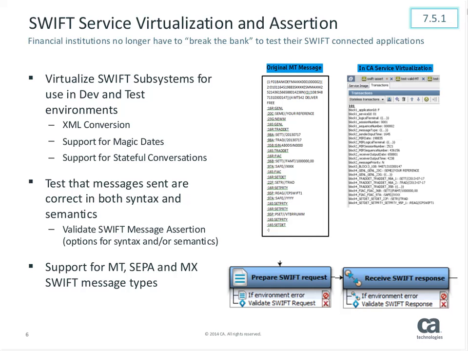The interesting thing about it is that there's obviously a need to be able to test and use this technology and this protocol as well as the network infrastructure while in a development or test mode. And the challenge is financial institutions doing this testing or development are pretty much paying for this transaction fee. With our new support for Swift Service Virtualization and the assertion of such, you're able to remove that cost from your dev and test environments.